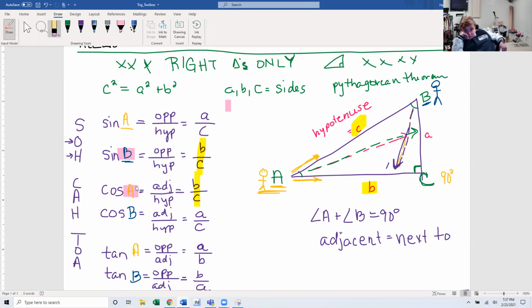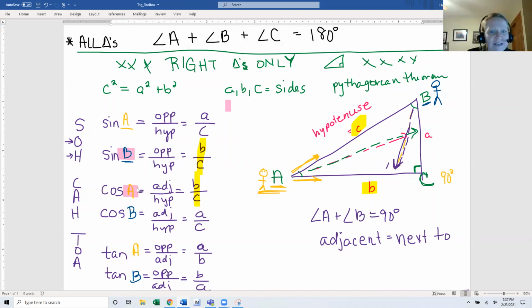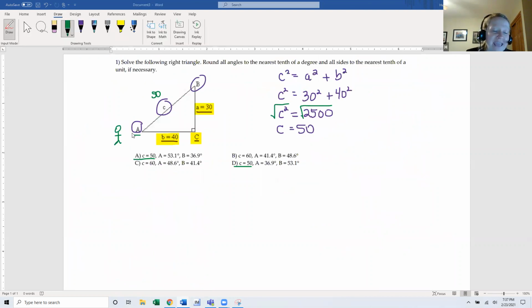Okay, that makes it look funny, so I'm going to get rid of that. Okay, so let's go back to what we were doing. So we want to find A, and because we know all of the sides, we don't really have to narrow it down. So you guys pick one. Do we want to do sine, cosine, or tangent?